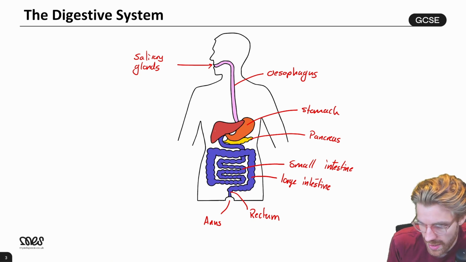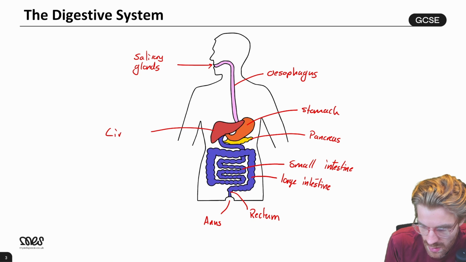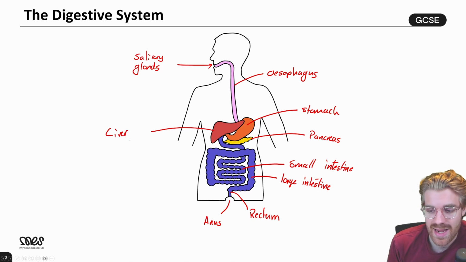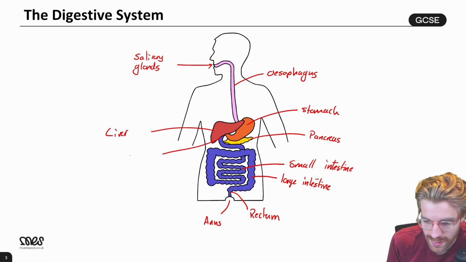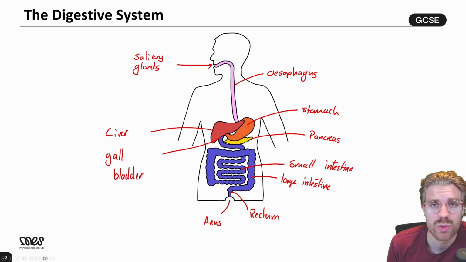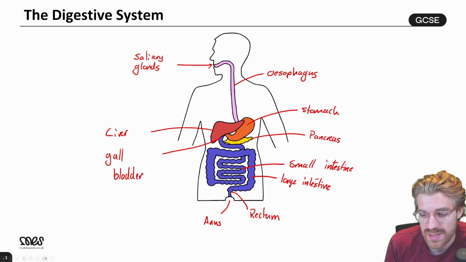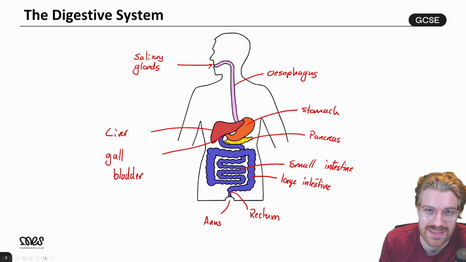The other part here is our liver. And the liver is connected to the gallbladder. The liver is going to be producing the bile, and the gallbladder will store the bile before it is then kind of secreted into the small intestine.